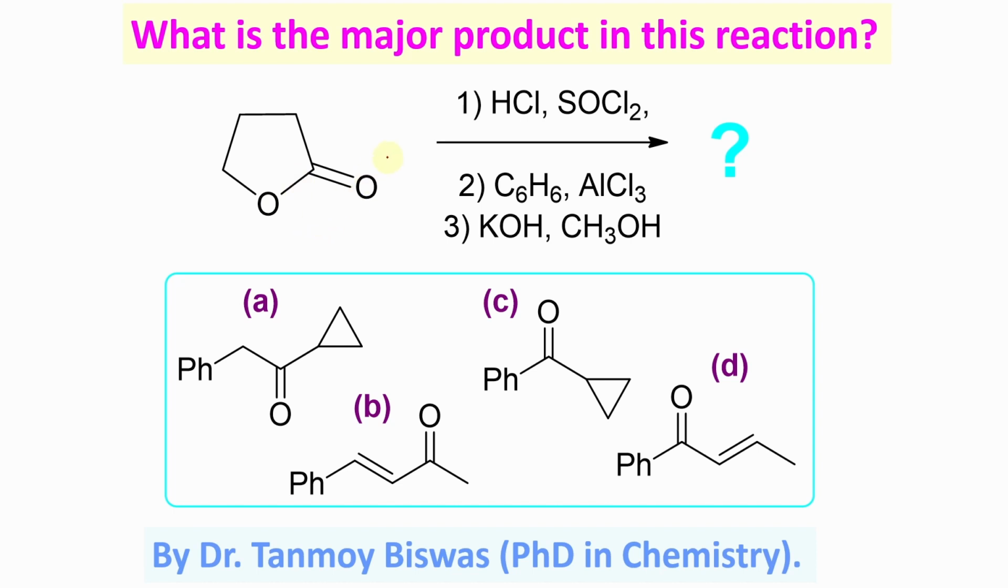If you look at this, students, this is actually a lactone. Lactone means cyclic ester or intramolecular ester. So by nature it is actually an ester molecule, and there are three sets of reaction, so it is actually a multi-step reaction. So in this case, students, I prefer we go stepwise.